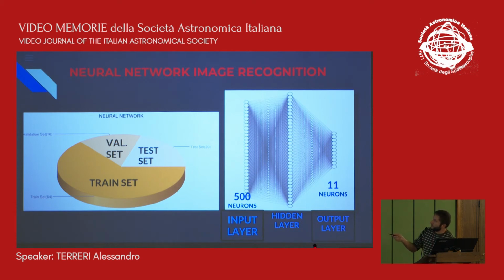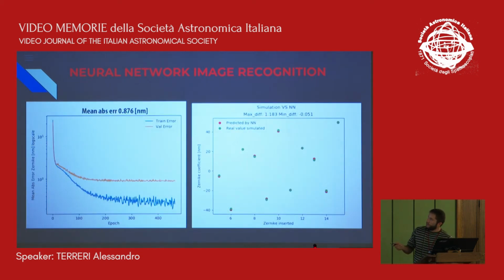The neural network, as I said, is formed by 500 neurons corresponding to the principal component basis on one end. On the other end, we have the response in Zernike. And once we have done that, we can run the neural network. And what we saw is that after just some epochs, it is able to minimize and understand what kind of aberration is inside the images.